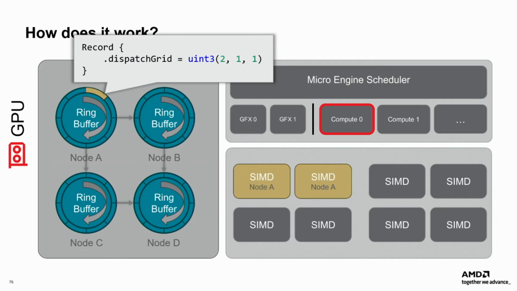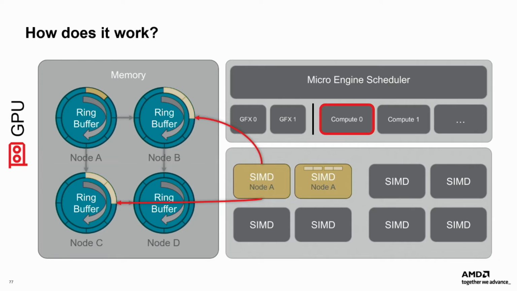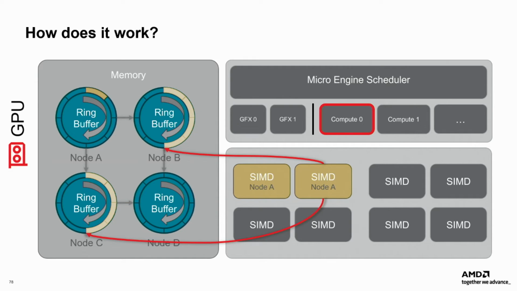Obviously, in reality, each SIMD could hold many more thread groups, but this is a simplified example. Each of those thread groups can then themselves generate output for the nodes B and C. And we can then use some atomics to increment the counter in the ring buffer, and then just write those records to those ring buffers. We can do the same thing for the second thread group, and now all the records have been written to the ring buffers.